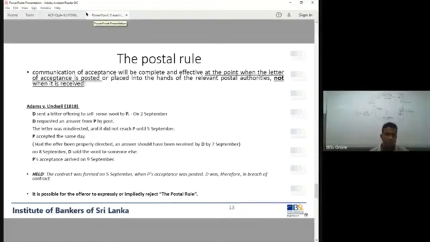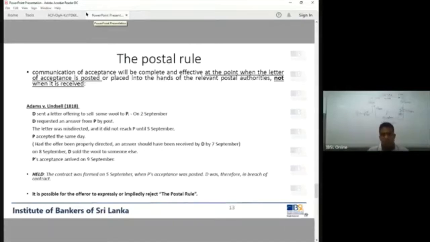Then the other important point of postal rule, it is possible for the offerer to expressly or impliedly reject the postal rule. So that means the offerer, the person who makes the offer, when he's making the offer, he can say that to this transaction or to this offer, the postal rule will not apply. If we put a condition like that, the postal rule will not apply; otherwise the postal rule applies when we send a letter of acceptance by post. So this is postal rule.